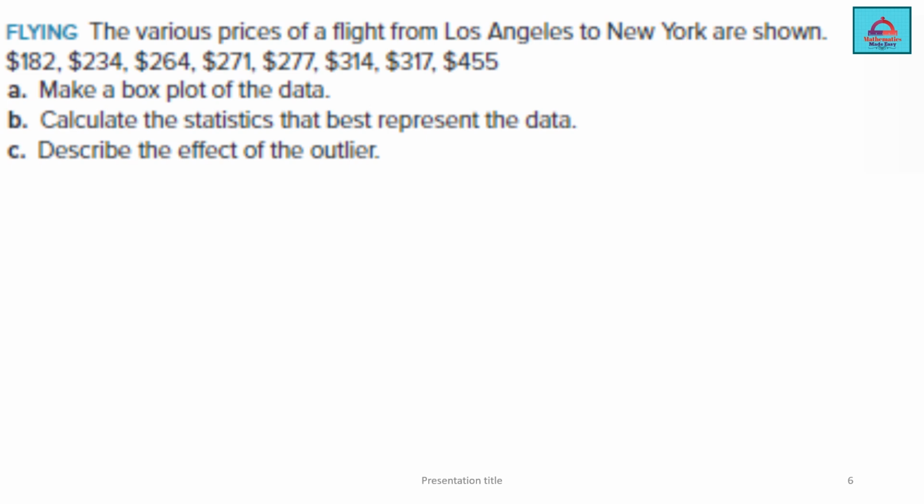So if you see, 2 parts are added to here. First, you have to do the box plot that you have already seen. I have just shown you how to do the box plot. So you are going to use the 5 number summary for doing that. And after that, you have to calculate the statistics that best represents the data. So when you see this word statistics, the thing that should come to your mind is mean, median, and mode. So out of these three, mean, median, mode, which is the one which best represents the data? One you have to select and give the reason. And then for the last part you have to describe the effect of the outlier.